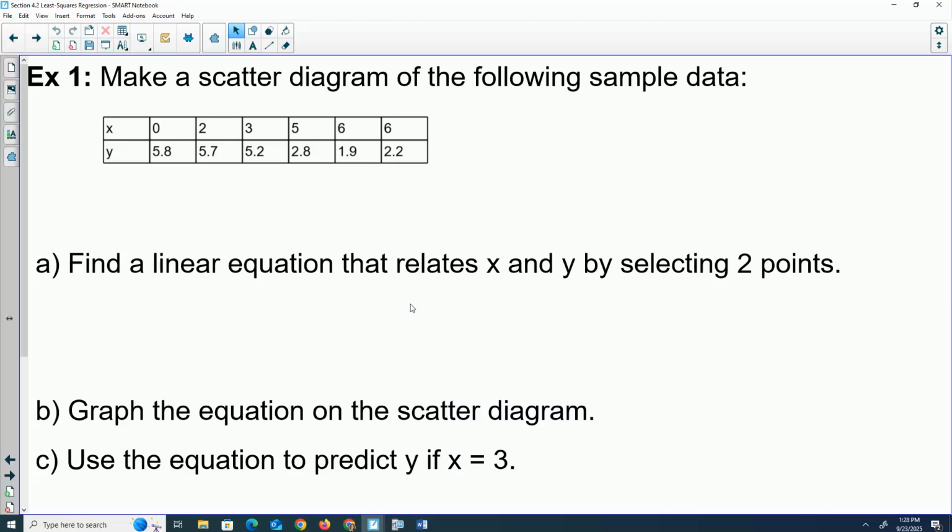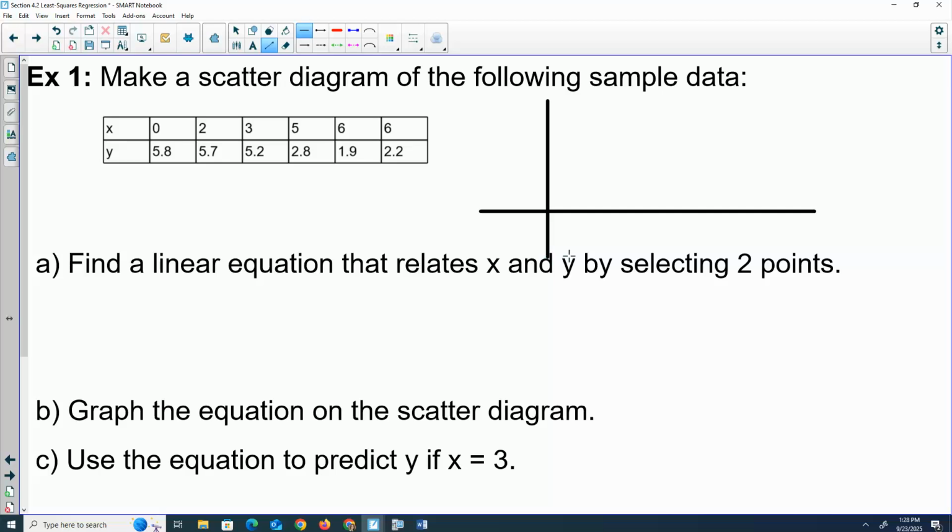So, make a scatter diagram. Can we do that by hand? I mean, we could do it on a calculator. Is it hard to do by hand? Yes, much harder. It's not terrible. So you can use your calculator if you want. I think for the sake of being fast for a moment, I'm just going to.